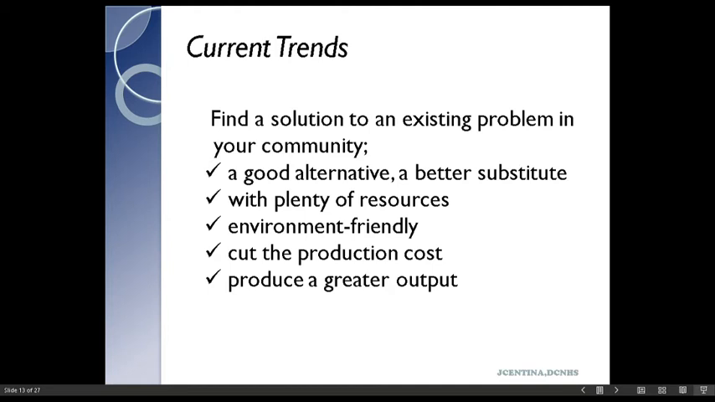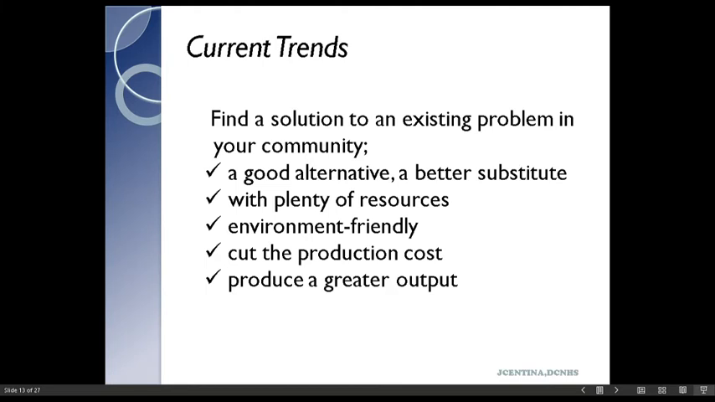So first, find a solution to an existing problem in your community. Okay, so observe your community. Say for example, the practices in our community, no? The methods used, the technology being practiced, the gadgets used, or the processes and procedures being followed. Observe those and find a way. Observe if there are problems that they encounter, and then find a solution to that, and that is your research problem.